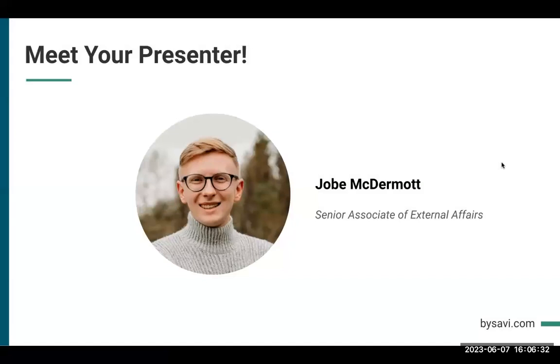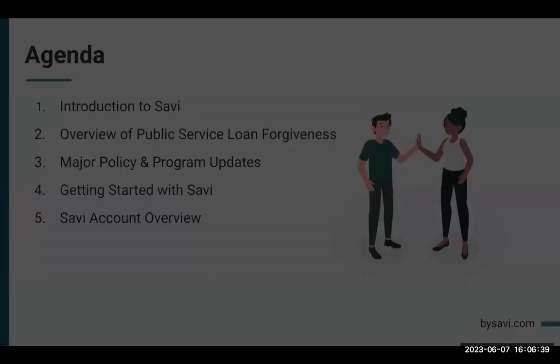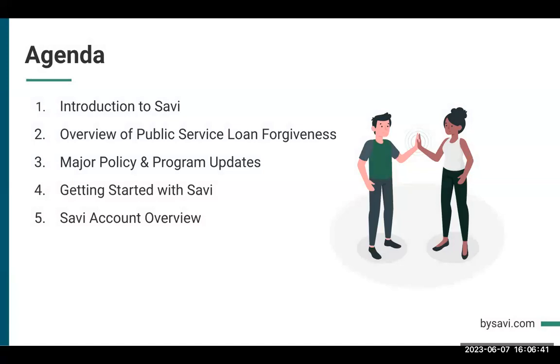All right, so thank you again for joining. My name is Jobe, and I'm the Senior Associate of External Affairs here at Savi. During today's session, we'll go over an introduction as to who Savi is. After that, we'll do an overview of public service loan forgiveness, since that's the main program that we help borrowers apply for. After that, we're going to cover all of the major policy and program updates that you need to know about student loans. At the end, we will wrap up with how you can get started with Savi and a brief overview of what the Savi account looks like.